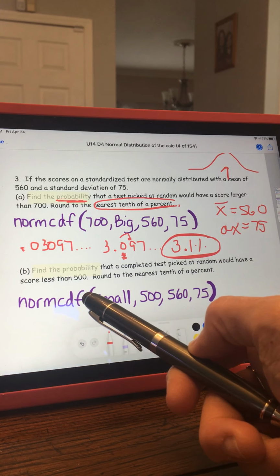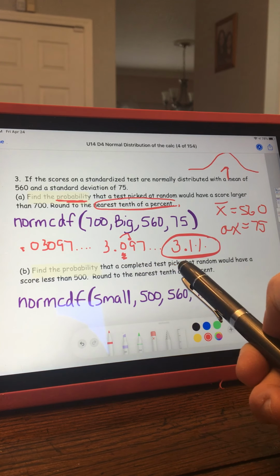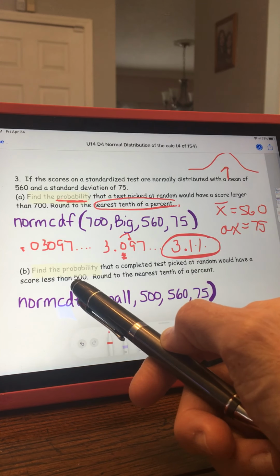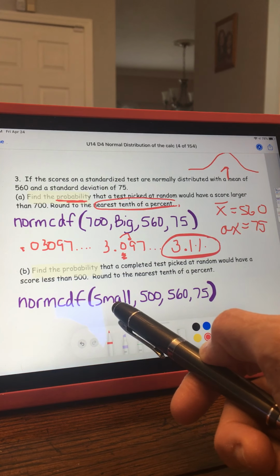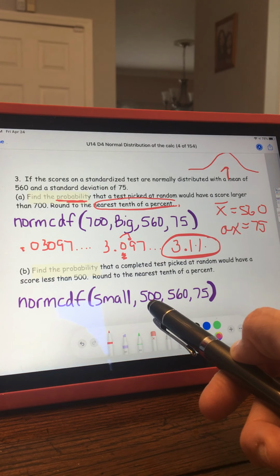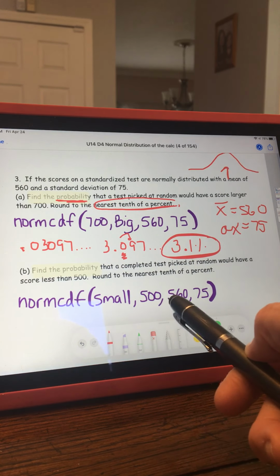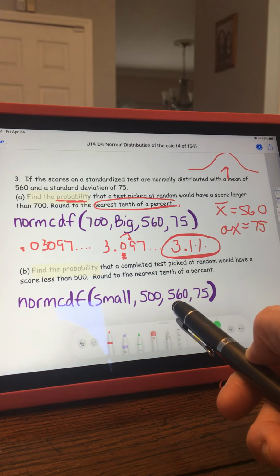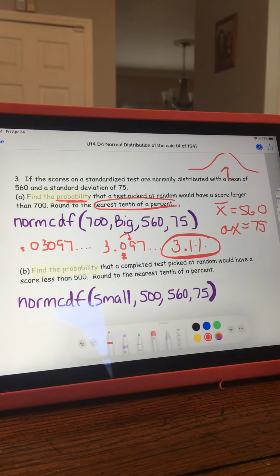So let's do the same thing, but now I'm going to ask for the probability that a completed test picked at random would have a score less than 500, right? So if it's less than 500, I'm going to put in a small number, and then 500 is my biggest, right? And you don't put in an actual number. I'll show you what to put in. You're just putting in something small, which the calculator actually does it for us. And then here's our mean and standard deviation. Okay, so I'm going to show you how to do this now in the calculator.